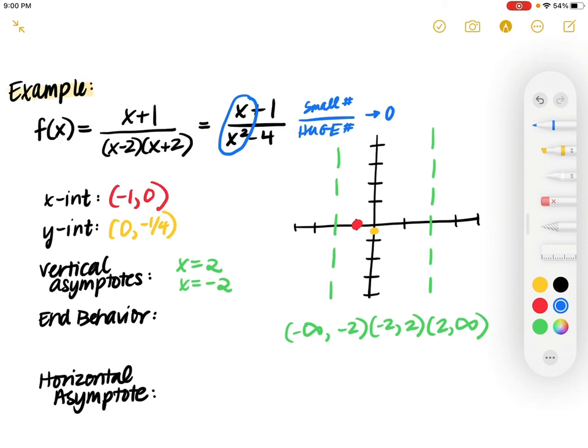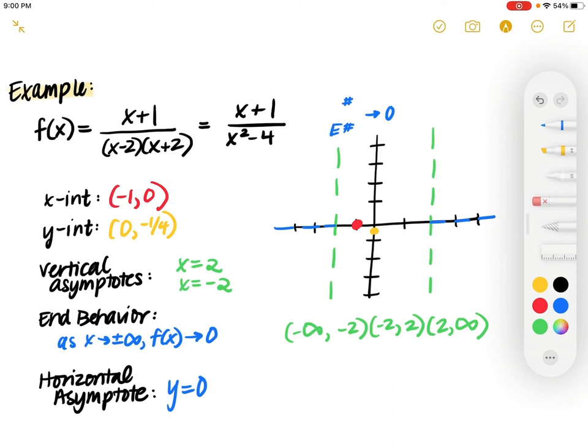We end up having a fraction so small that it just keeps getting closer and closer to 0. So we would say as x approaches the ends of the graph, positive and negative infinity, our function f of x, its y values approach 0. So essentially at the very ends of the graph, we're going to see our function taper off, our y values taper off to 0. And that means our horizontal asymptote is just y equals 0.